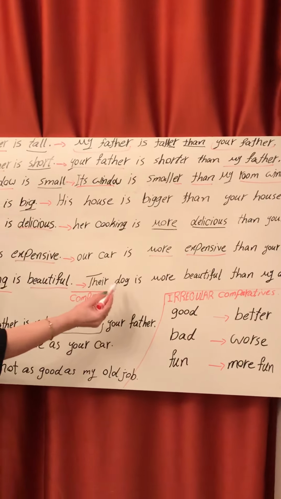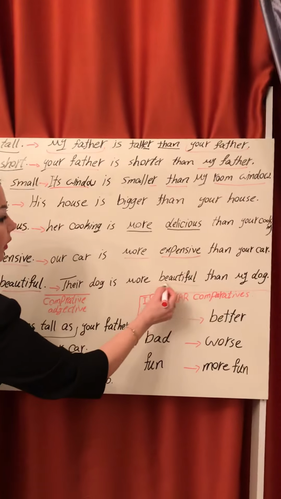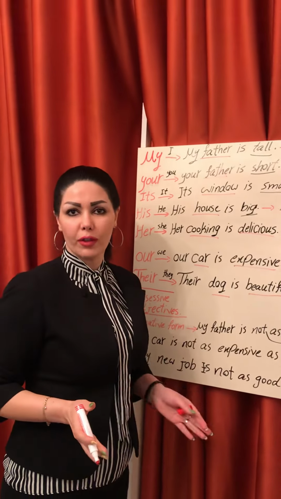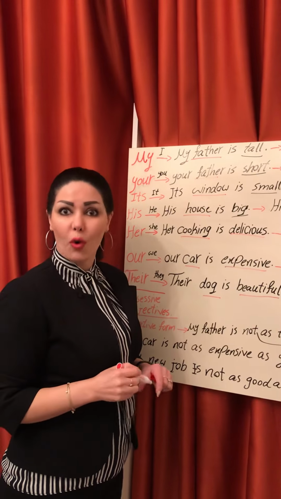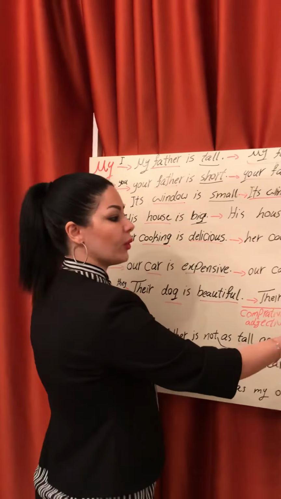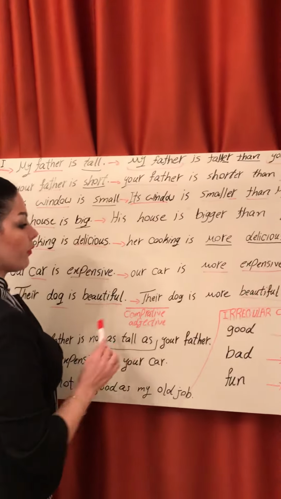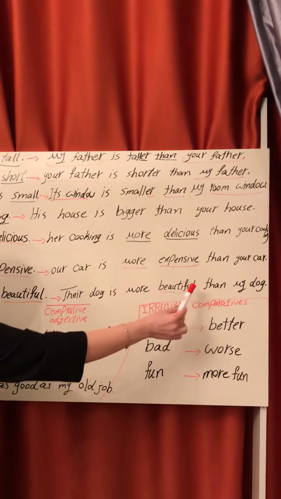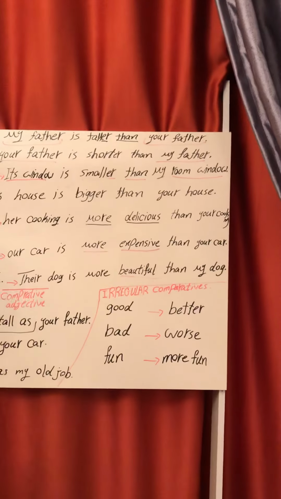And also this sentence, beautiful. How many syllables? Four syllables. So we can't use er. We use more before beautiful. Their dog is more beautiful than my dog.